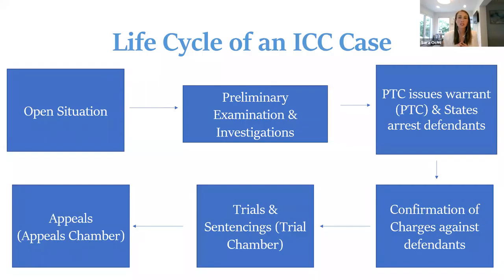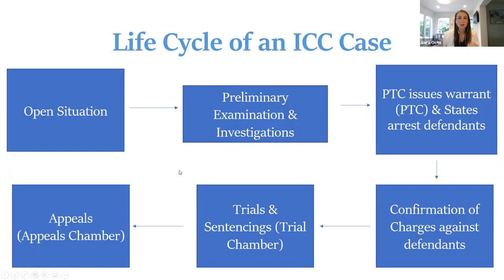The very first step is to open a situation. In a few slides, we'll talk about how this is done. But essentially what happens when the court opens a situation is that it identifies a geographic region where international crimes have likely been committed. So where there has been an ongoing armed conflict or ongoing human rights abuses, it decides, okay, we're going to look at what happened here, see if there's any way we can prosecute the crimes that went on here.